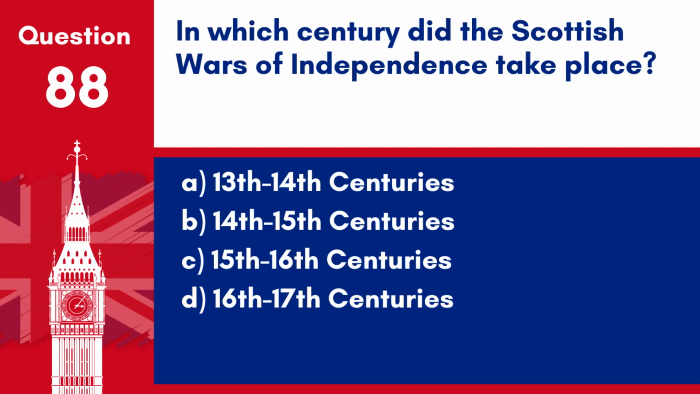Question 88. In which century did the Scottish Wars of Independence take place? A. 13th–14th centuries. B. 14th–15th centuries. C. 15th–16th centuries. D. 16th–17th centuries. Answer: A. 13th–14th centuries. The Scottish Wars of Independence were fought in the late 13th and early 14th centuries, leading to Scotland's eventual independence from England.